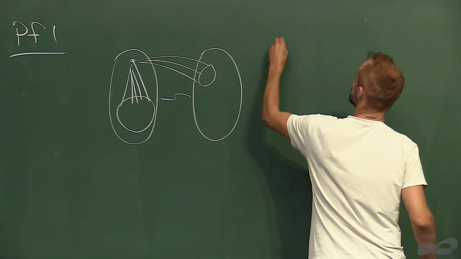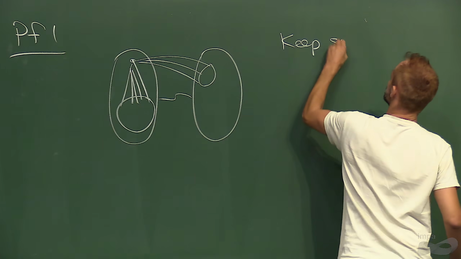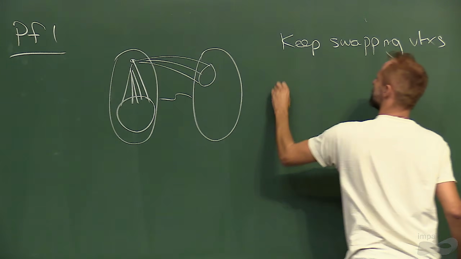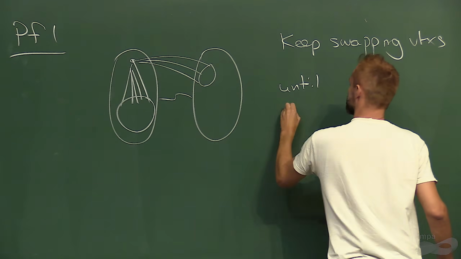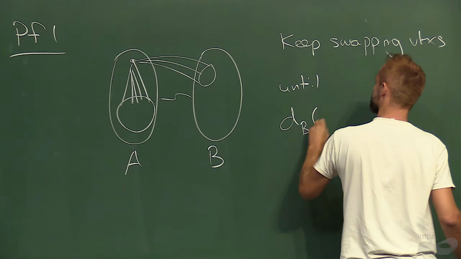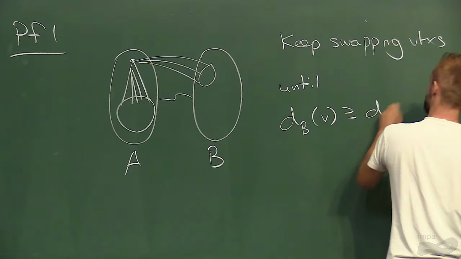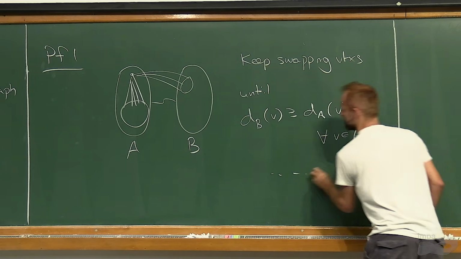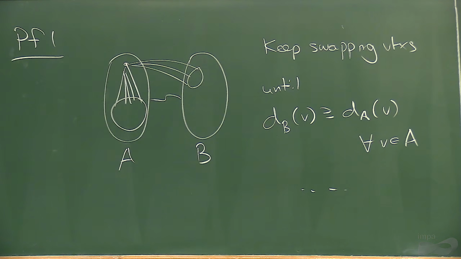Right? So keep improving, keep swapping vertices until the degree in B of v is at least the degree in A of v for all v in A, and similarly for B. Right? Okay? And then just add up the degrees and add up the edges. Is it okay? This is like the standard proof, if you like. Okay, let's do a different proof.